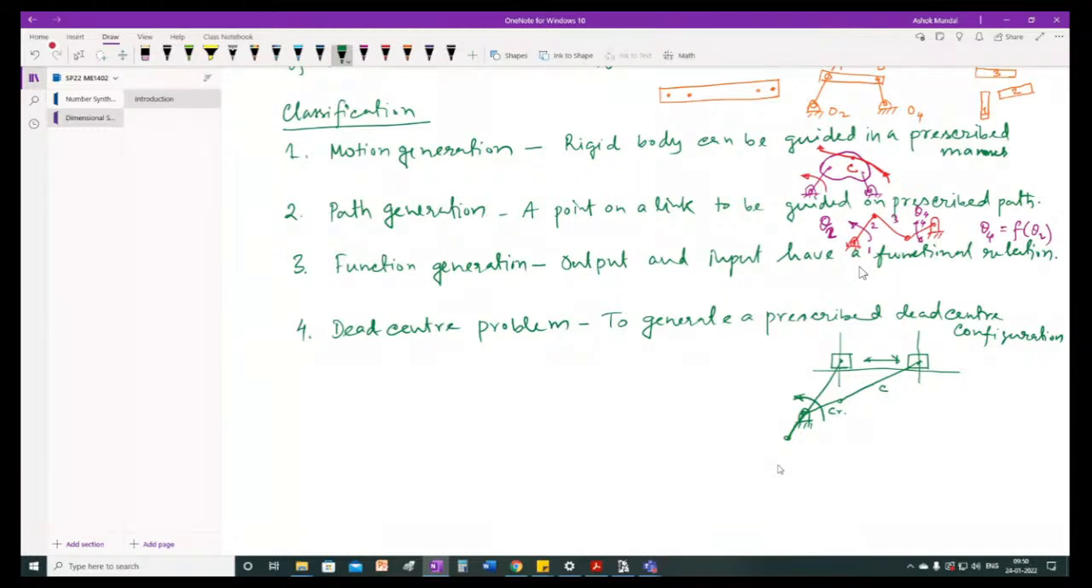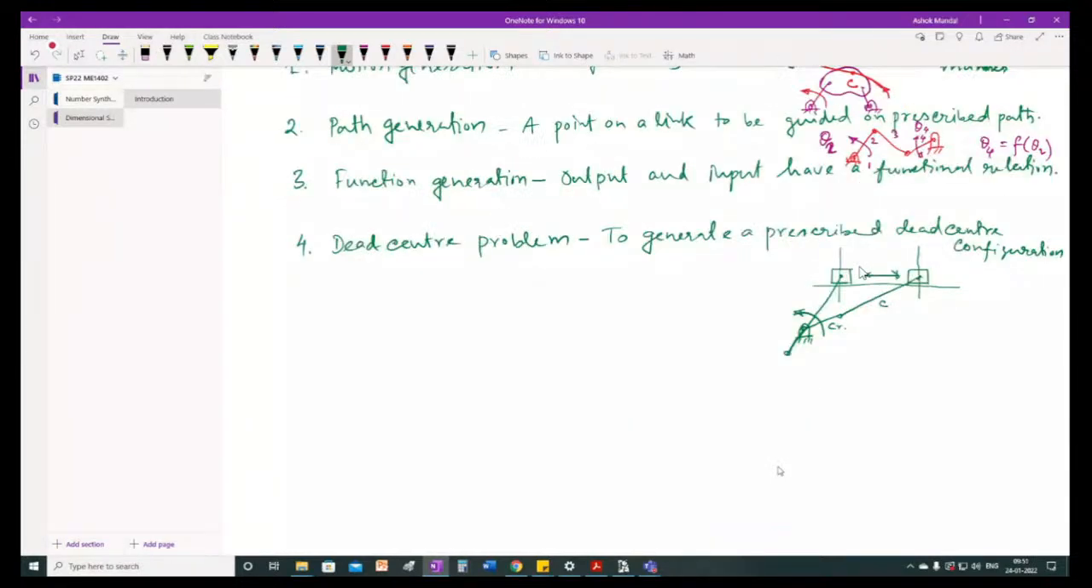Okay, now some other definitions we must discuss here. There is something called precision points, or accuracy points.